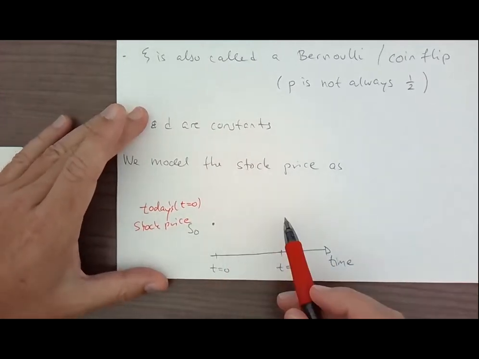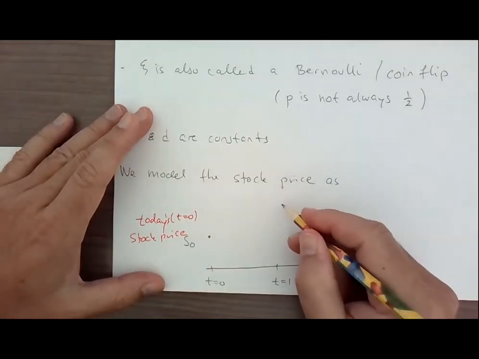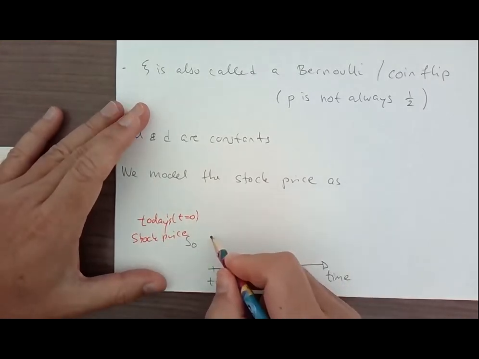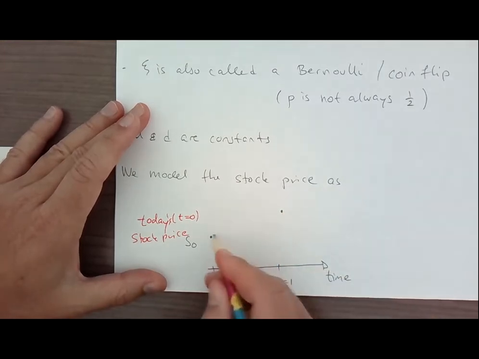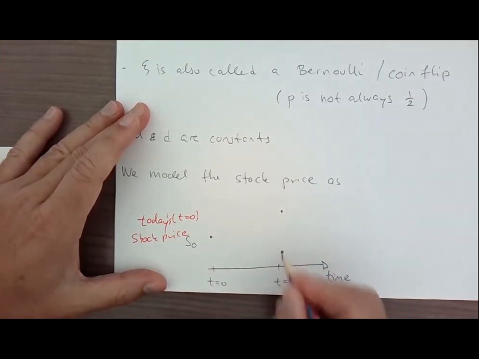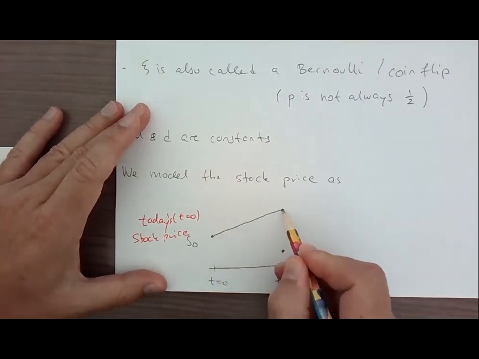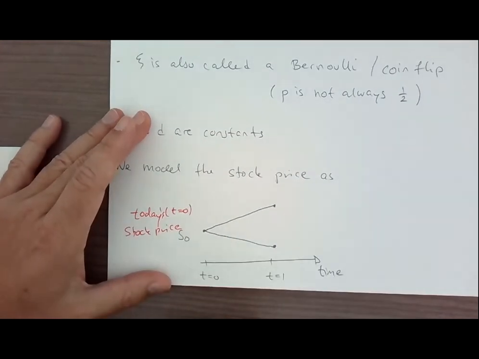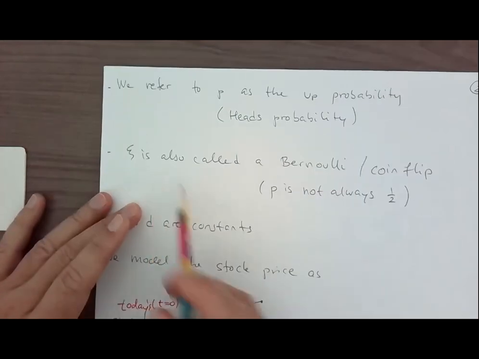And then we have the future stock price. We could call that tomorrow or some point later. There are going to be two possibilities in the binomial model. The stock price, wherever it is, it can either go up or it can go down. So you can go from S0 and it can go up, or it can go from S0 and it can go down. And what controls whether it goes up or goes down is this random variable psi.